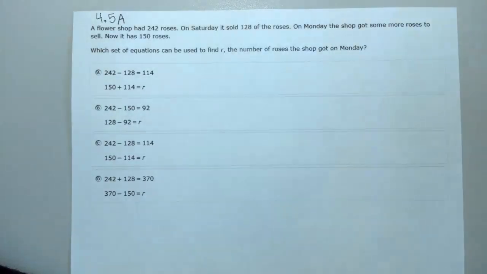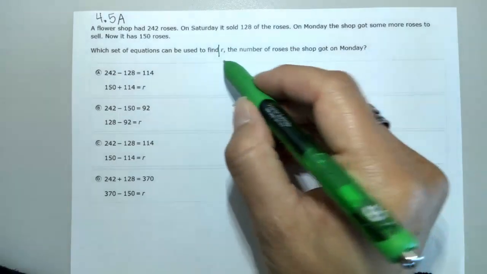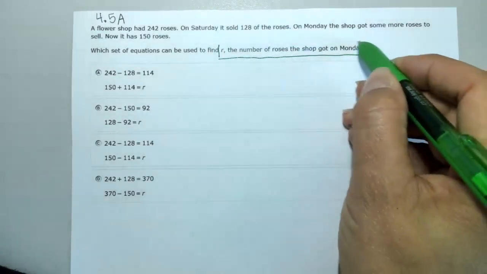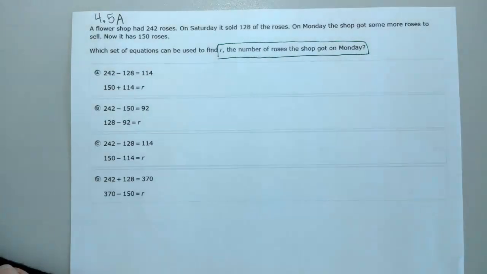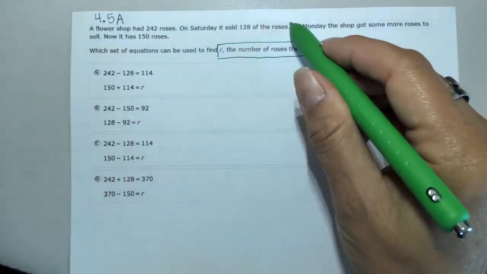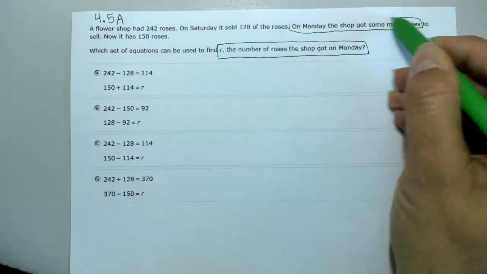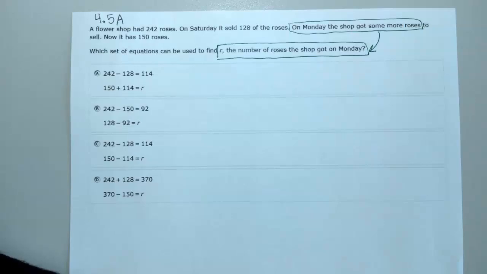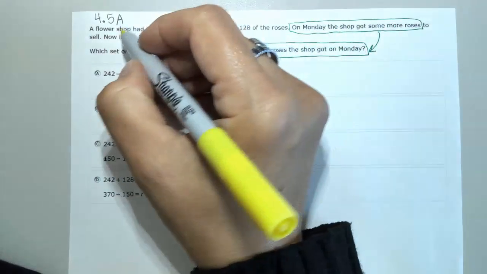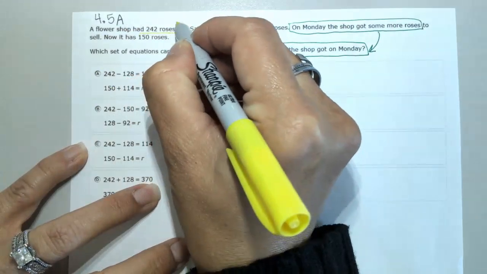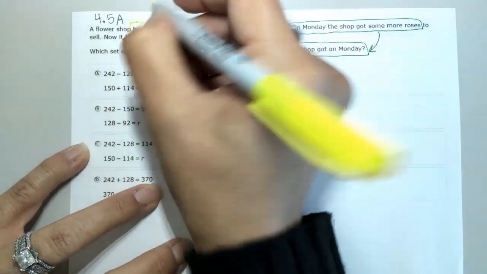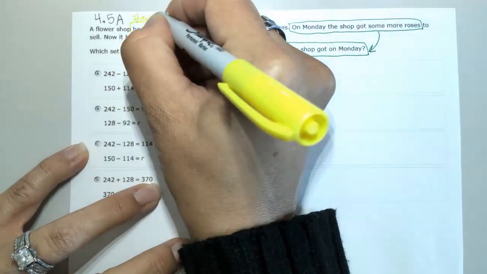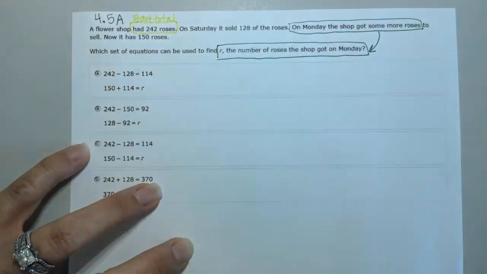Okay, so what we're solving for are the equations that can identify for me the amount that the shop gets on Monday. Now remember here, on Monday, it tells us the shop received more roses. So that's what we're solving for. That's going to be represented by R. So let's go back through the question and identify. So we know that the flower shop had 242 roses. So that's kind of like our starting total that the shop has to sell.